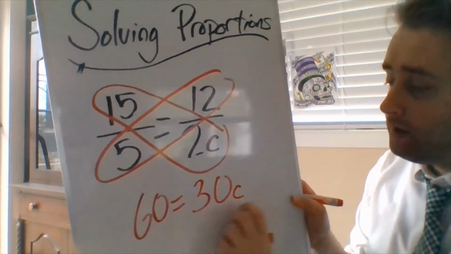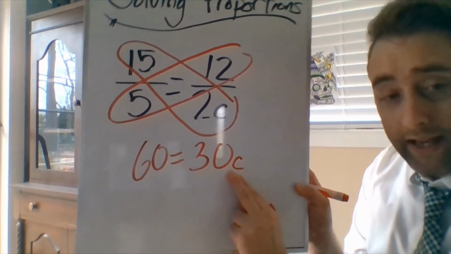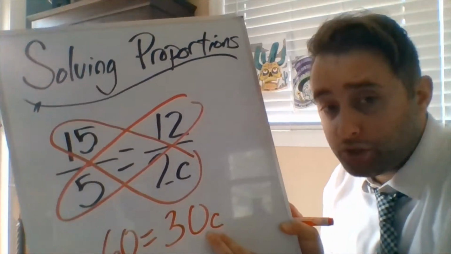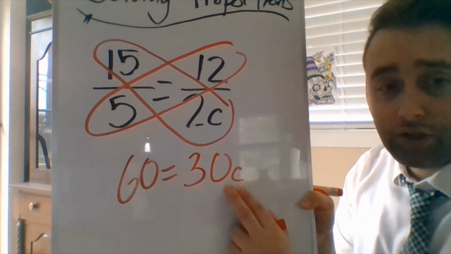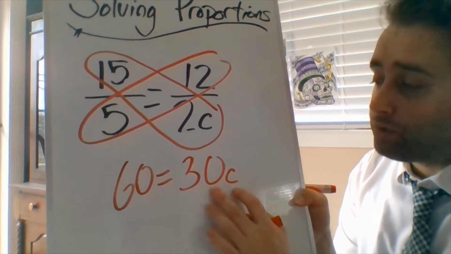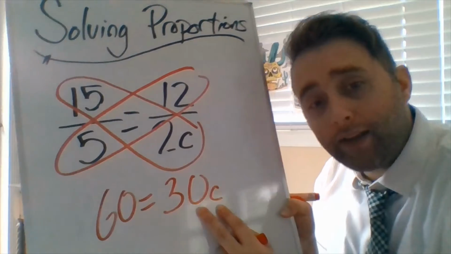Now from here, we got to get this by itself. The 30 is attached to the c, directly connected to it, so that means there's multiplication. There's no addition sign, there's no subtraction sign, there's no division house, there's no fraction sign. So it's directly connected through multiplication. So we have to do the opposite of multiplication, which is divide. Divide both sides by what's there, 30.